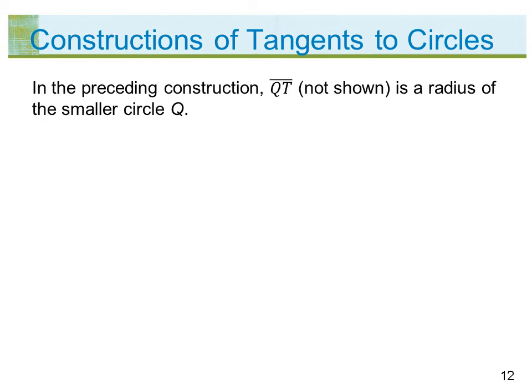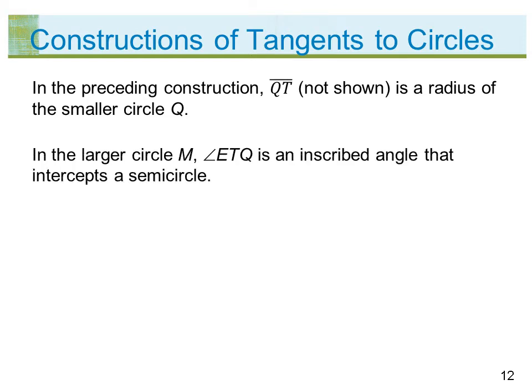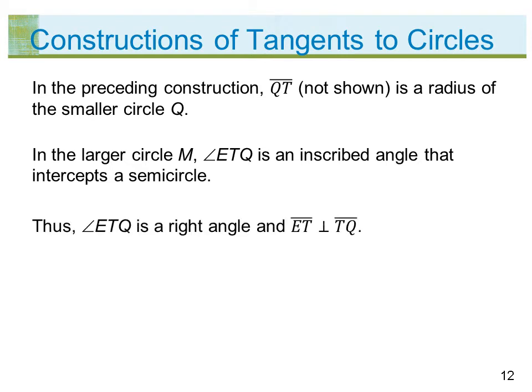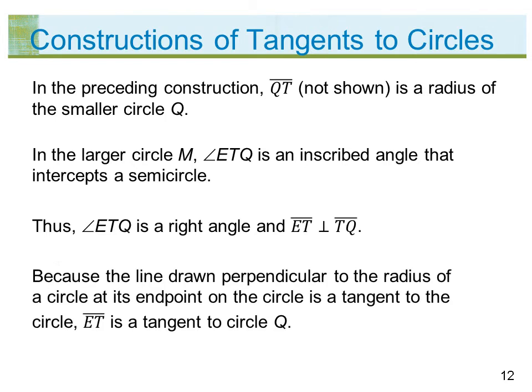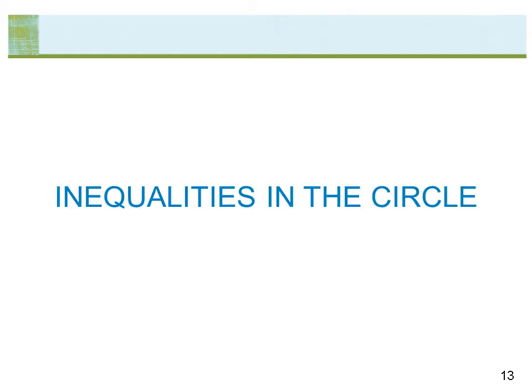In the preceding construction, segment QT, not shown, is a radius of the smaller circle Q. In the larger circle M, angle ETQ is an inscribed angle that intercepts a semicircle. Thus, angle ETQ is a right angle, and segment ET is perpendicular to segment TQ. Because the line drawn perpendicular to the radius of a circle at its endpoint on the circle is a tangent to the circle, segment ET is a tangent to circle Q.